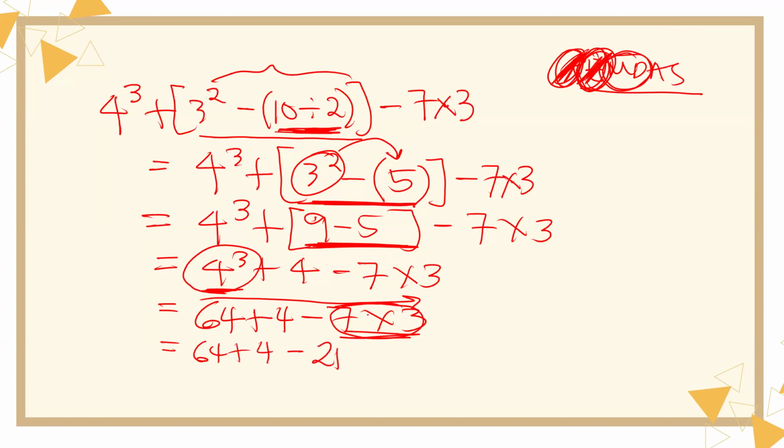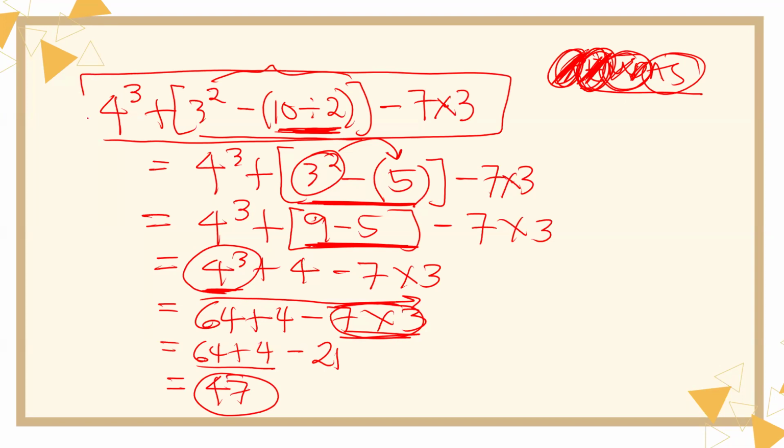21, right? And then we're done with multiplication. Do we have any division operations? None. So we're left with addition and subtraction. That would be from left to right. What's 64 plus 4? 68 minus 21. That's equal to 47. So the answer for this particular expression is 47. Very good, everyone.